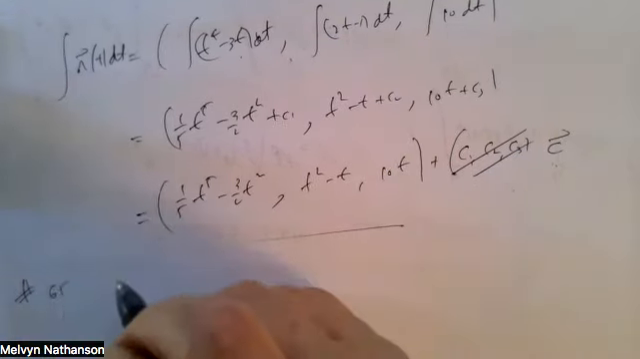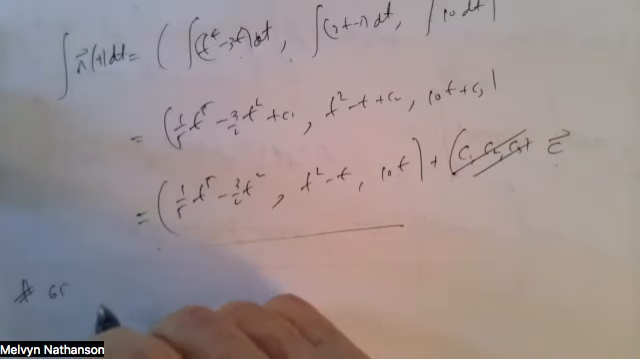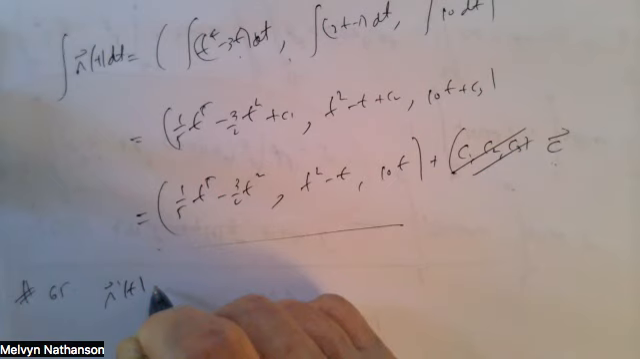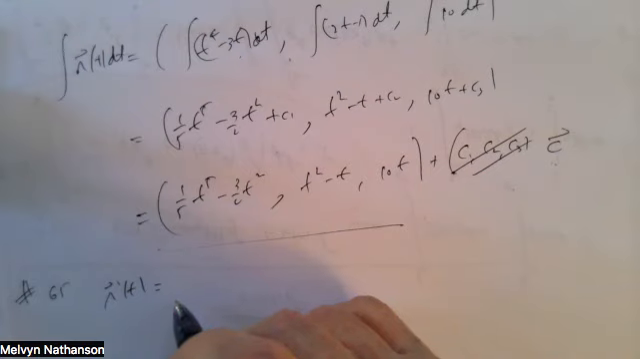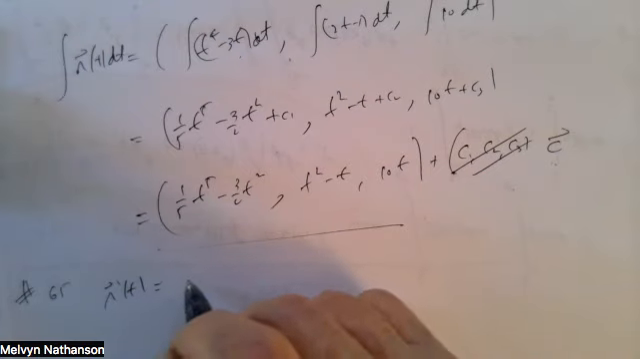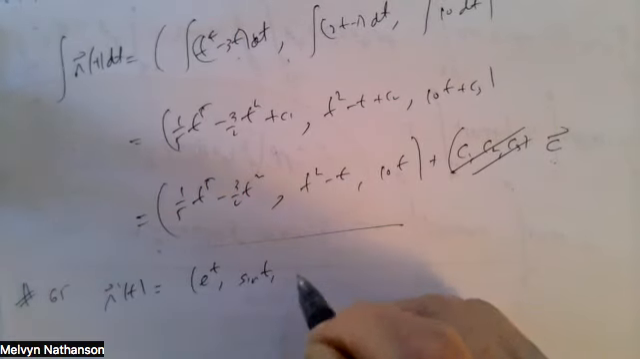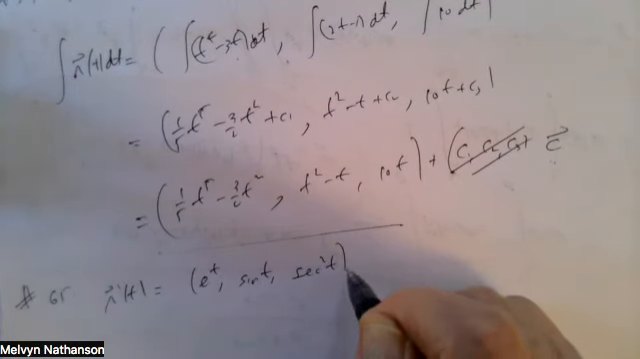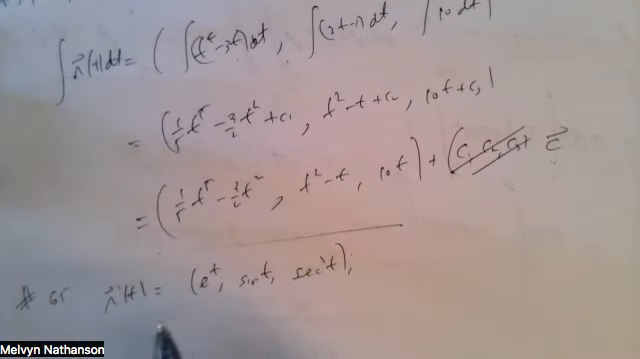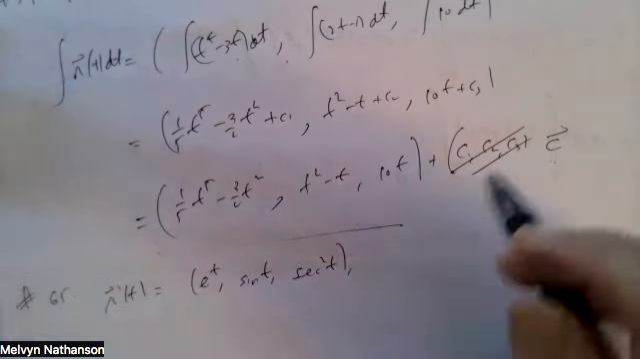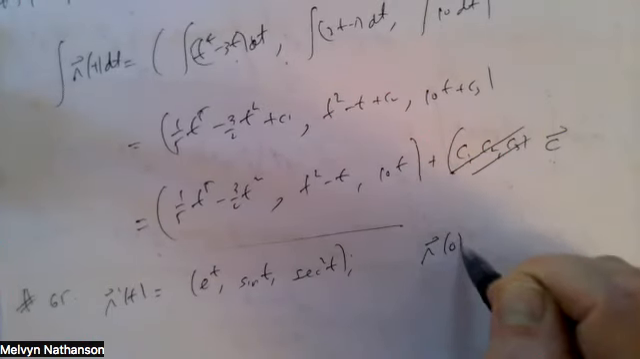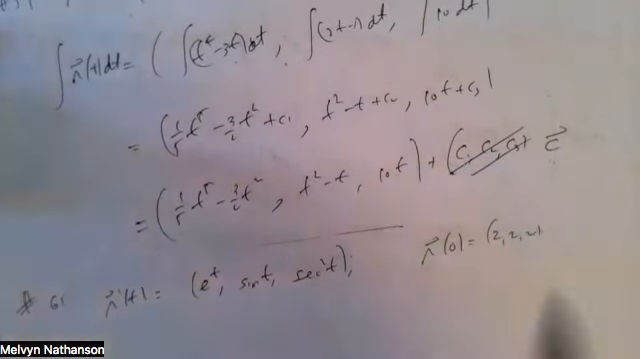Let's look at number 65. We have r prime of t, so this is the tangent vector, the derivative of some vector valued function, is e to the t, sine t, secant squared t. And from the derivative of the vector valued function, we want to find the original function with the initial condition that r at time 0 is 2, 2, 2.